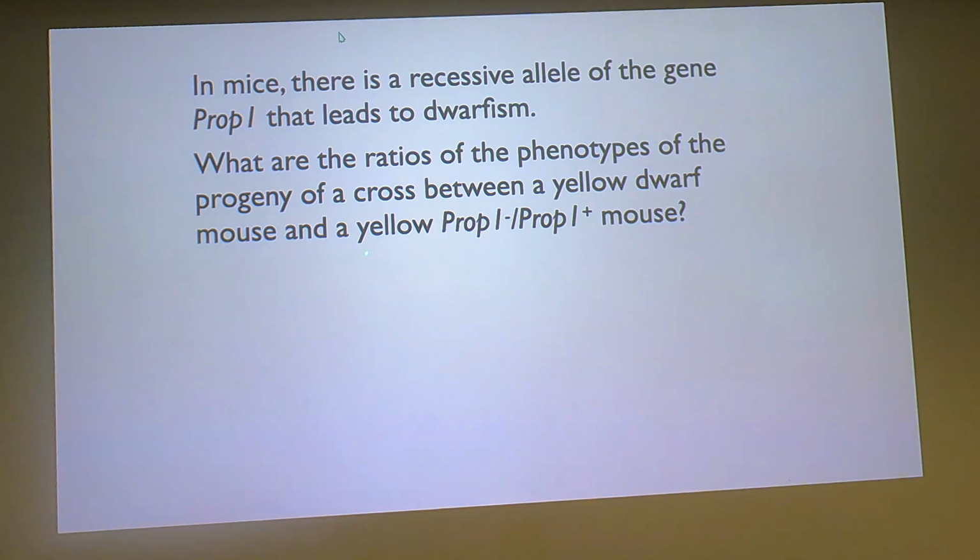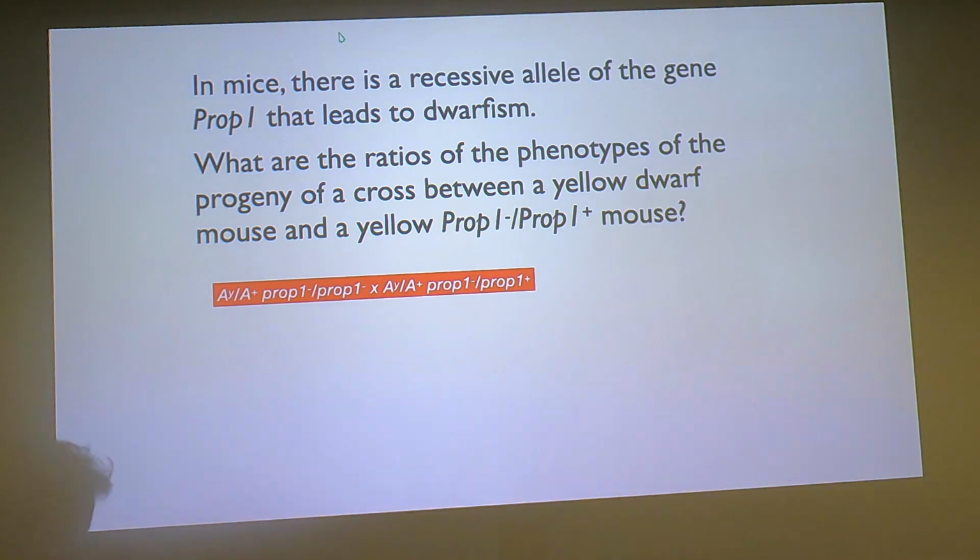Okay, so that's one. What about this one? Look at that, I've given you half the genotype right there. What's the other half? It's yellow. Heterozygous for yellow, and prop 1 plus. Okay, so there are our genotypes. I find it easier to get it into this kind of phrasing, so it's mechanical. Okay, so I want to know the results of that cross.